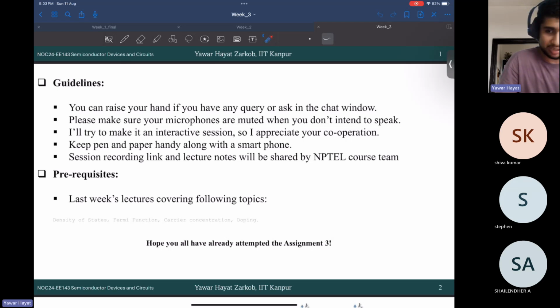And after this session is conducted, the session recording link and the lecture notes will be duly shared by the NPTEL course team and you can watch them. So I guess only 3 students have joined today. I wish to see more students joining in instead of watching the recorded sessions, because only then this session would be more interactive.